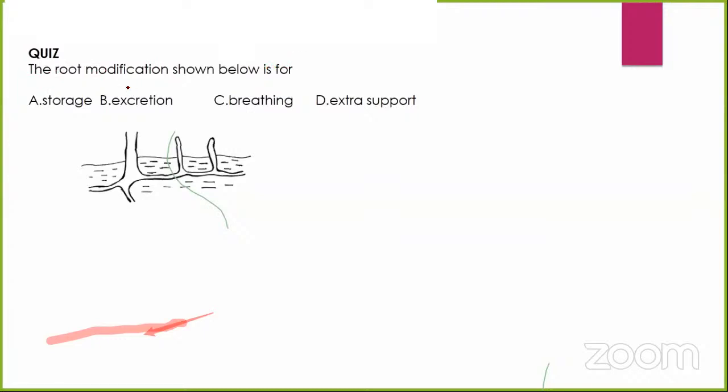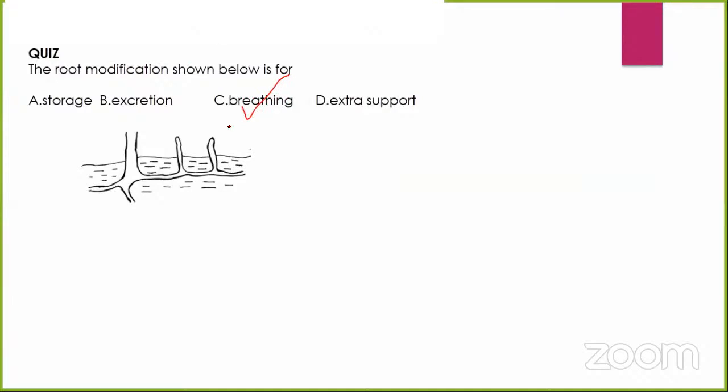A says storage, B says excretion, C says breathing, and D says extra support. Now, if you had such a UNEB question that year, what would be your answer? C. James is saying C. Bruno says C. Matiang, Joram, they're saying C. Okay, thank you. If you had such a question that year, I think most of you would be able to get it.